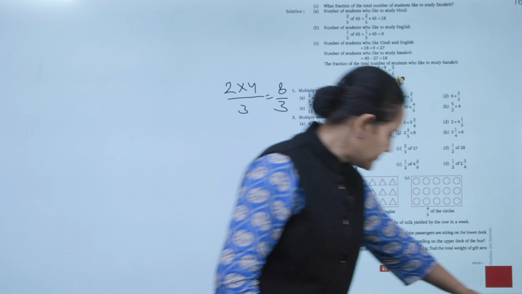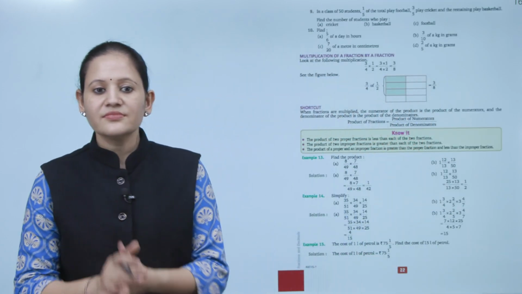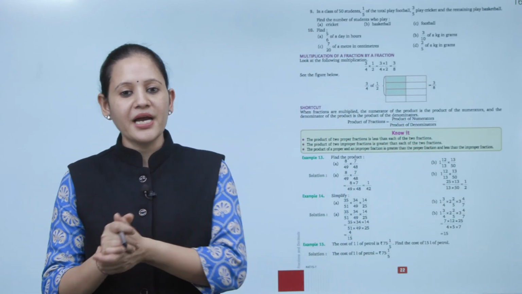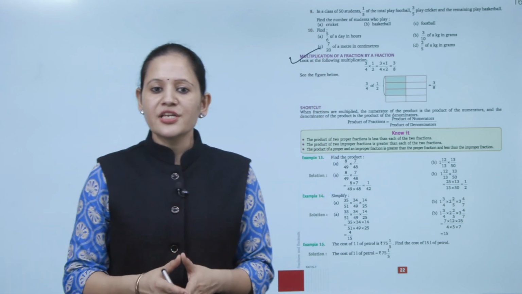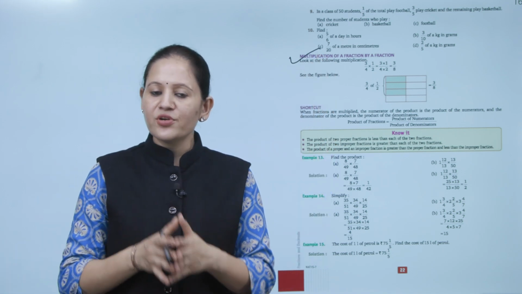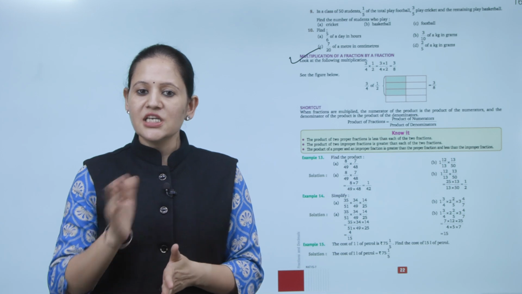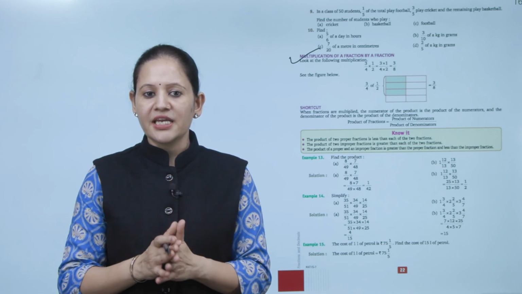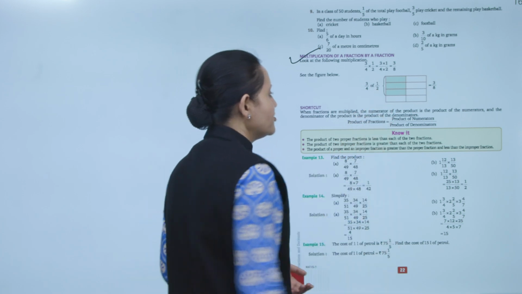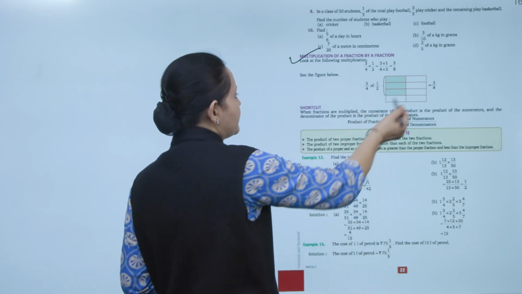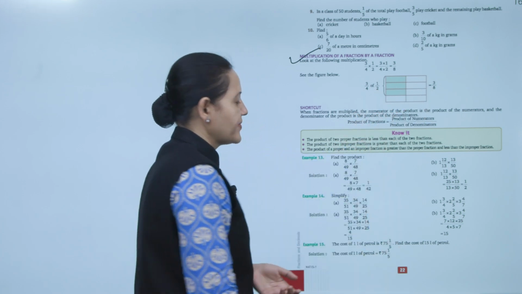Next is multiplication of a fraction by a fraction. Look at the following multiplication. 3/4 into 1/2. So 3 into 1 upon 4 into 2, 3/8. See the figure below. 3/4 of 1/2, so that is equal to 3/8.